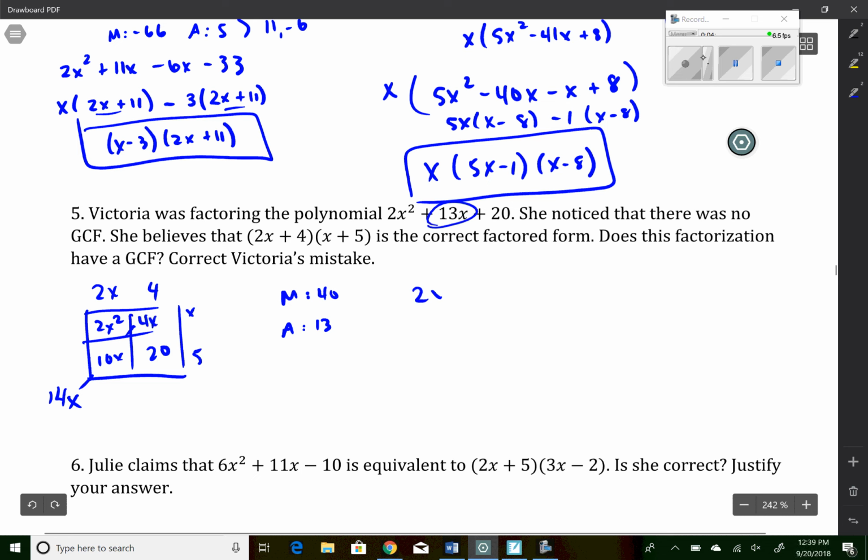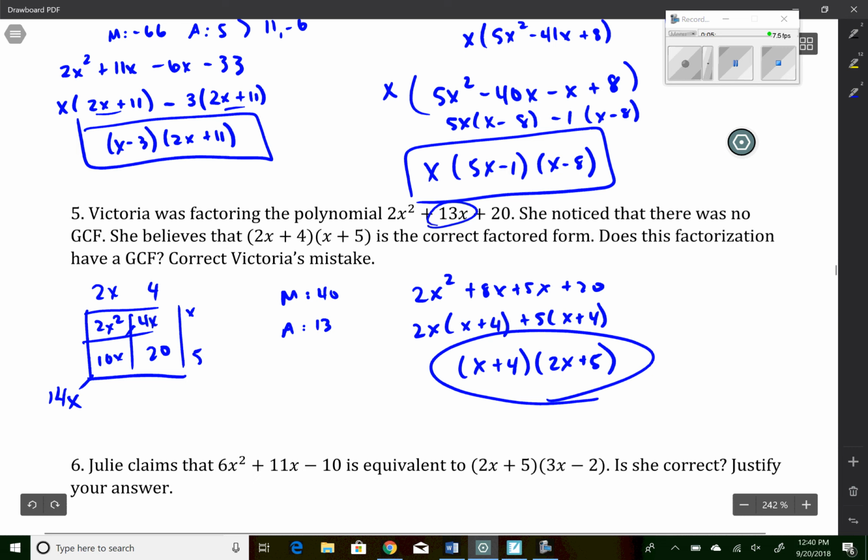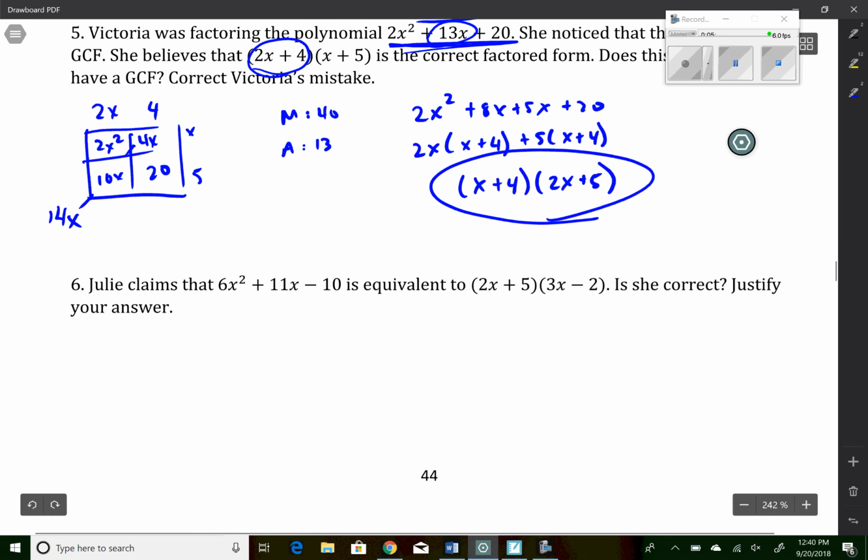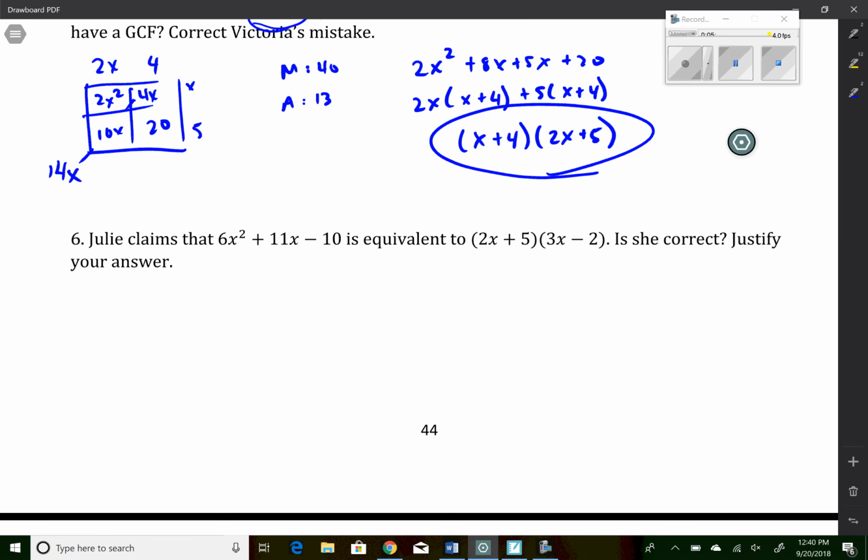So I'm going to do 2x squared plus 8x plus 5x plus 20. Do my little GCF thing. And we can see that she has the right numbers, she just has them in the wrong spot. Another red flag that she's factored wrong here is there's still a GCF here, but there wasn't one in the original problem.